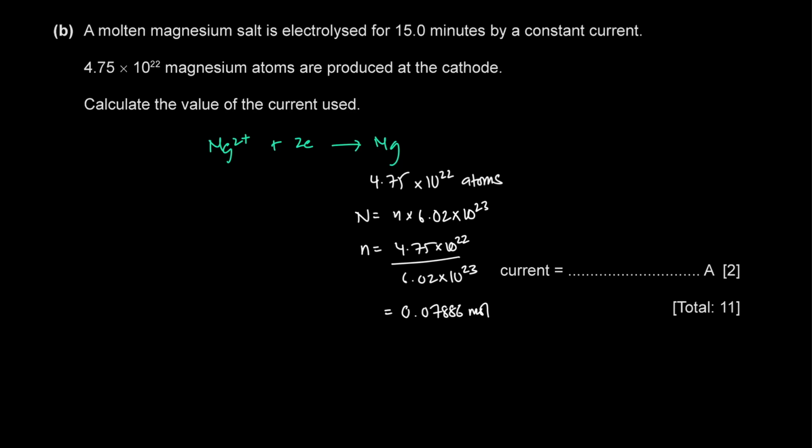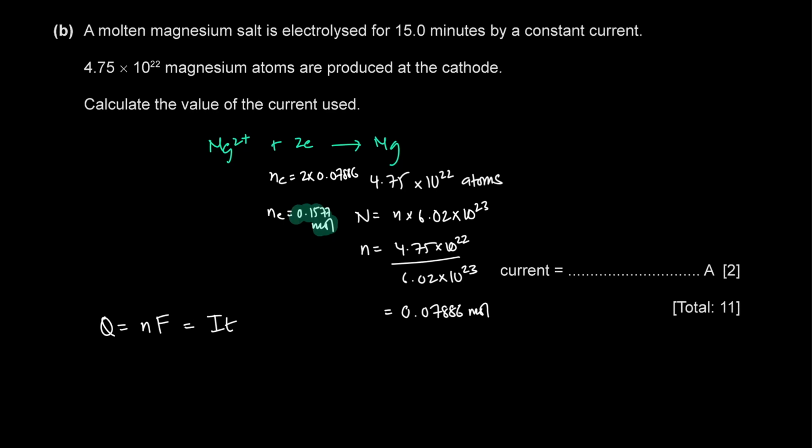So then how many moles of electrons do we have? For every 1 mole of magnesium being deposited, we have 2 moles of electrons being gained. So the number of moles of electrons will just be 2 times 0.07886. That means that the number of moles of electrons is 0.1577 moles. Now, the number of moles of electrons can be related to the total charge. The total charge Q is equal to the number of moles of electrons times Faraday's constant, and this is equal to the product of current and time.